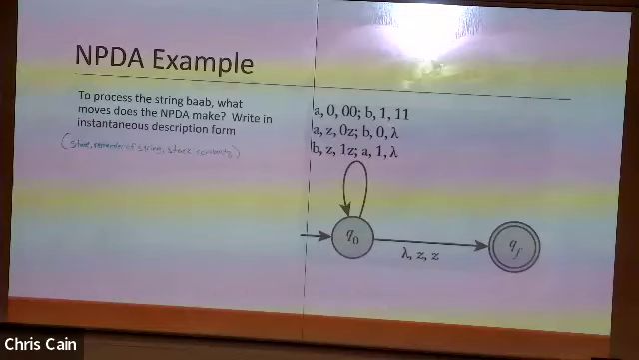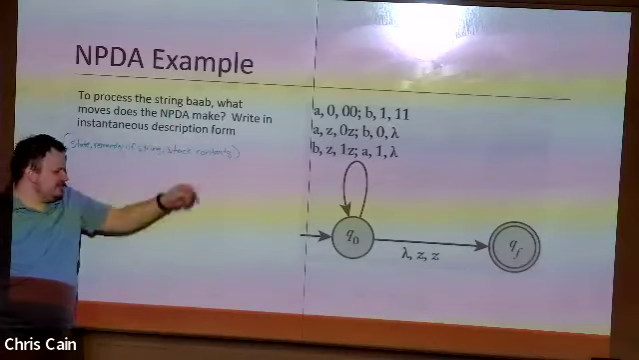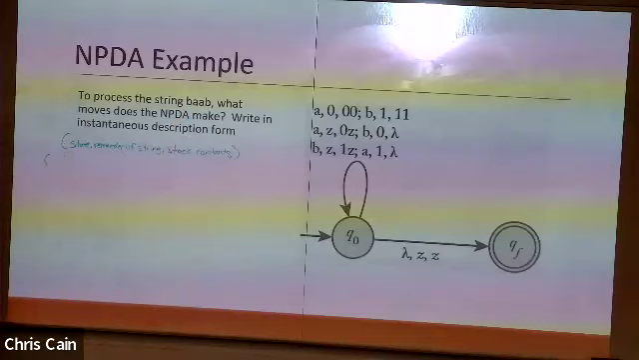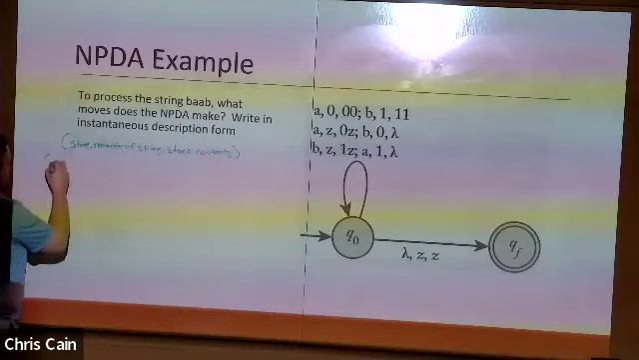So if we were to write the first triple here, state, remainder of string, stack contents, what would it be? What state are we in when we begin? We're looking at this first B. What state are we in? Q0. Q0 is where we start.